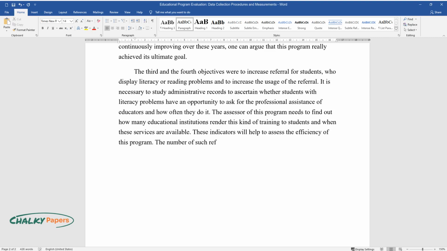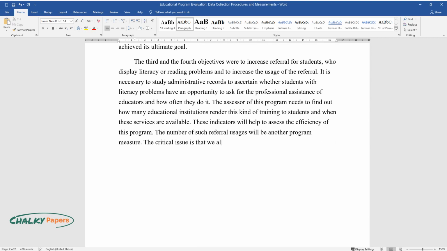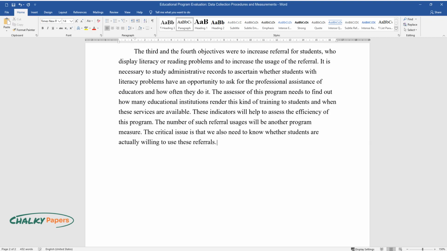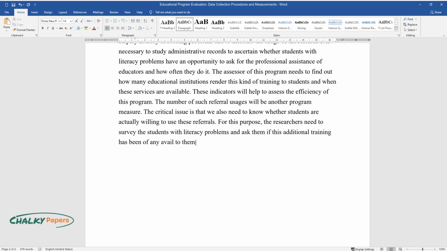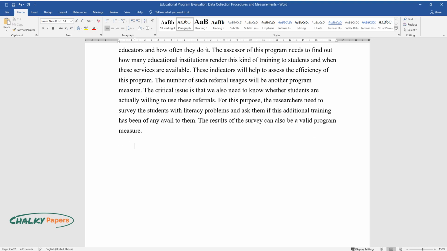The number of such referral usages will be another program measure. The critical issue is that we also need to know whether students are actually willing to use these referrals. For this purpose, the researchers need to survey the students with literacy problems and ask them if this additional training has been of any avail to them. The results of the survey can also be a valid program measure.